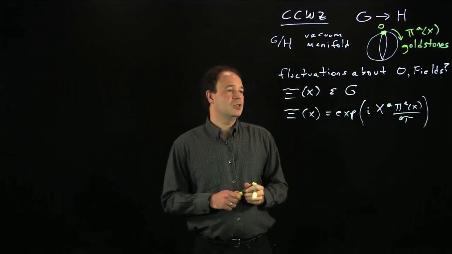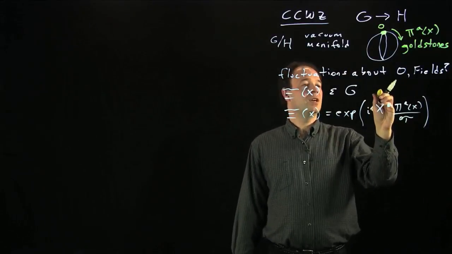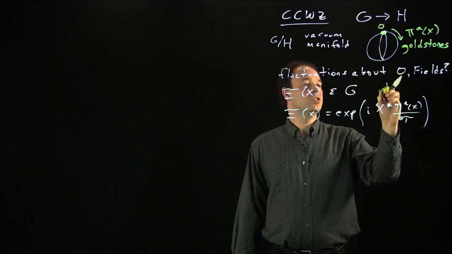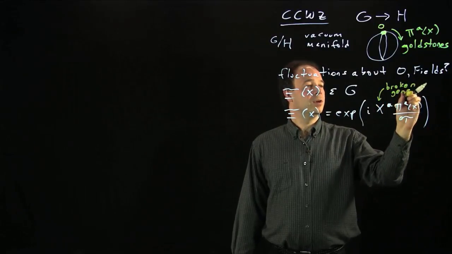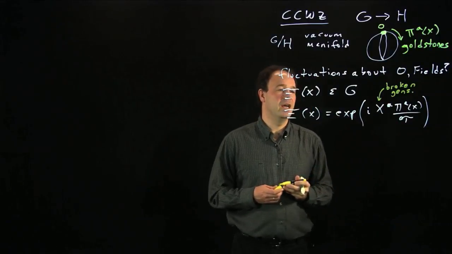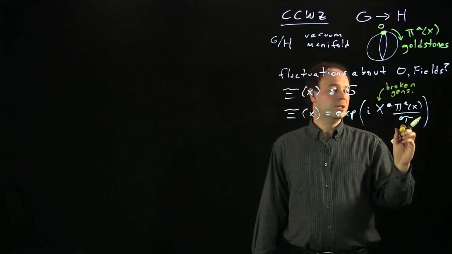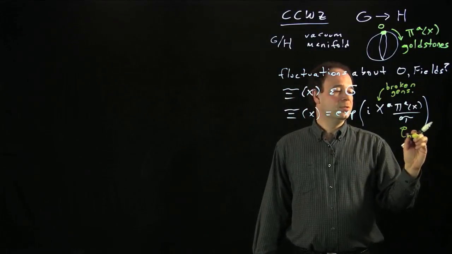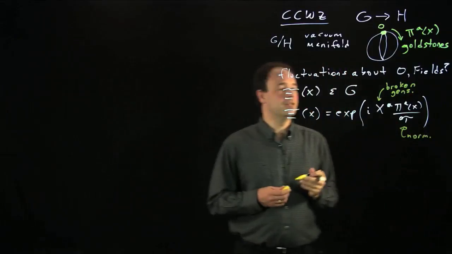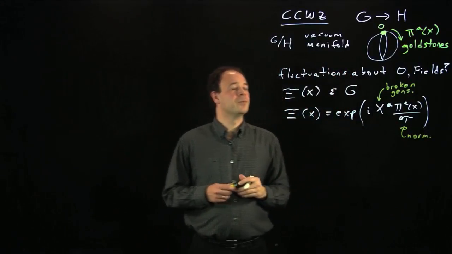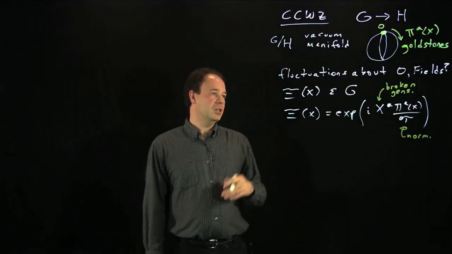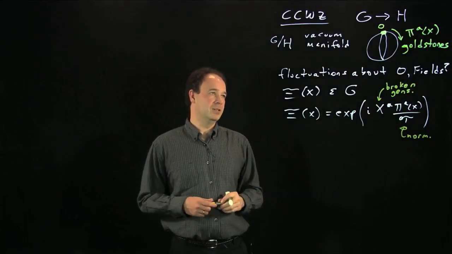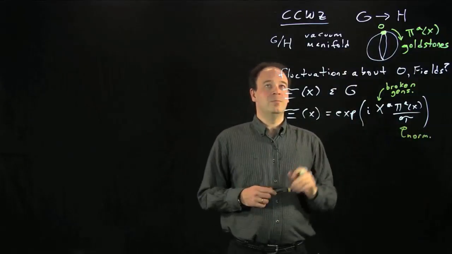And in this exponential, we have some choices to make. We have to make one choice for some broken generators. These are the X's. We have our Goldstone boson fields, the π^a. And then there's also some normalization. Since the exponential should be dimensionless, we have to pick some norm, and that's what this τ is in the denominator. But we're just going to pick this exponential representation and use that to parameterize the G over H vacuum manifold.